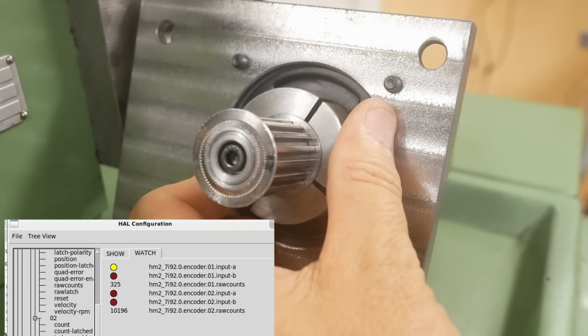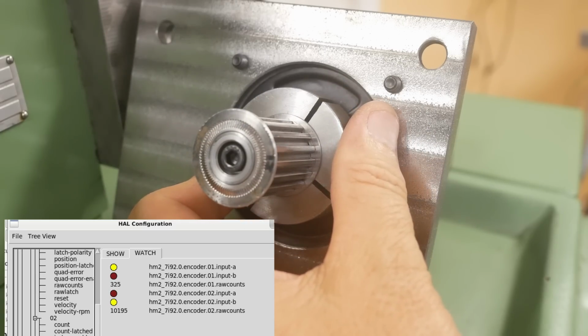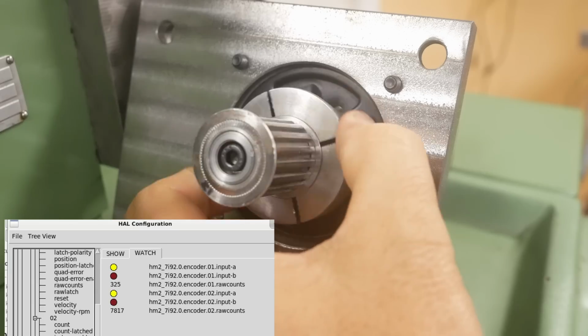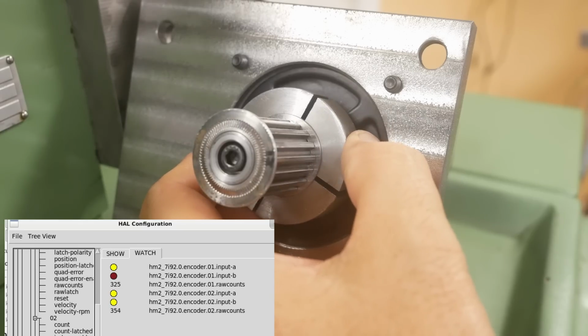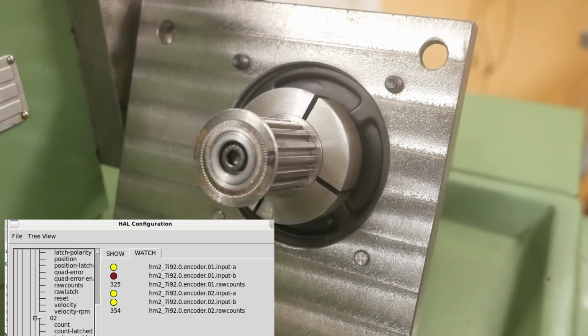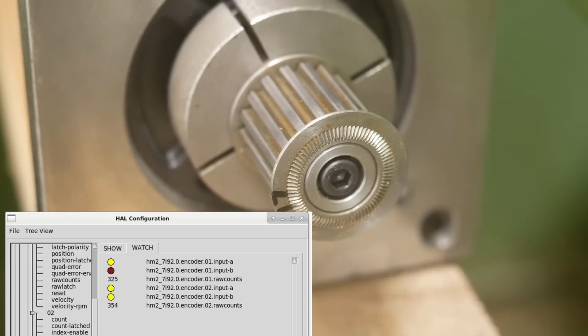So that's about one rotation there. 10,000, yeah, that's looking good. Cool. So that's the Z axis. Let's do the same with the X axis. Okay, now the X-axis motor.